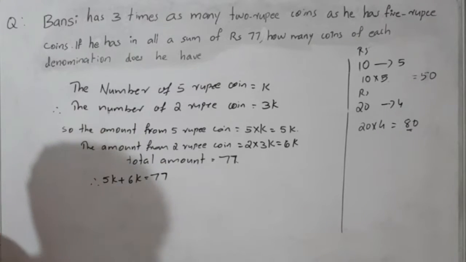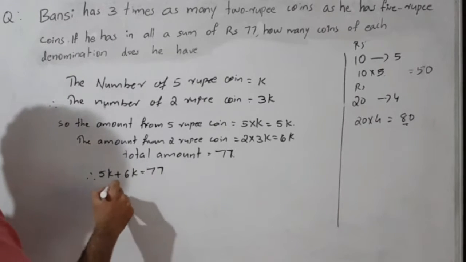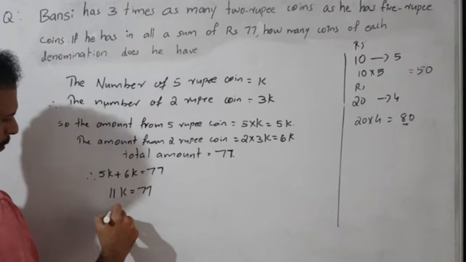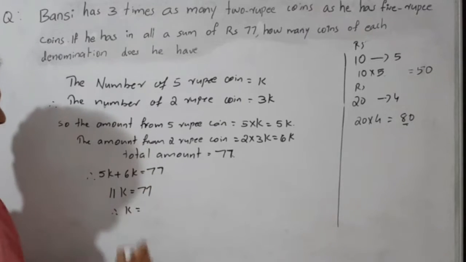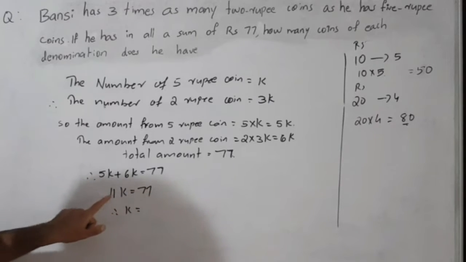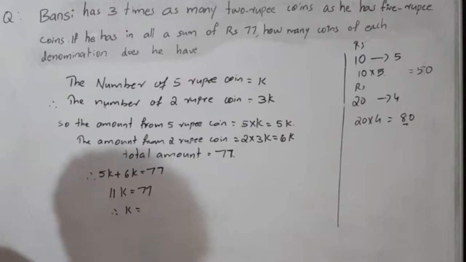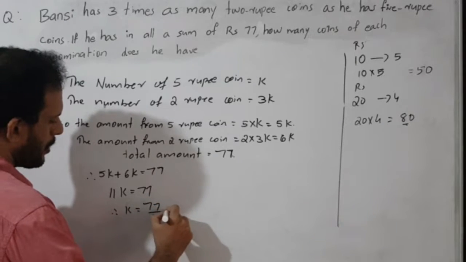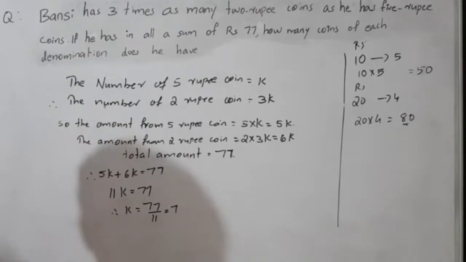Correct? What is the sum of 5K and 6K? 5K plus 6K is equal to 11K, is equal to 77. Therefore, K is equal to, we need to transpose 11 to the right side. Then what happened? Here 11K means 11 into K. Correct? So in the time of transpose it is division. Then 77 divided by 11 is equal to 7. Correct? The 77 divided by 11 is equal to 7.